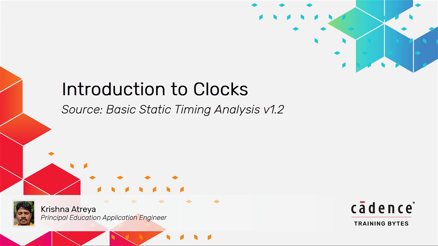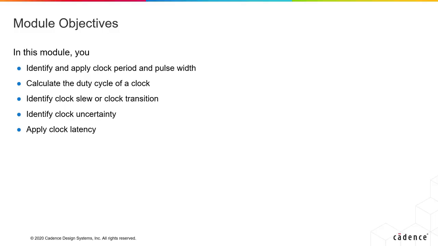In this module, we will focus on clocks. In this module, let's identify what is a clock, how a clock is defined, what is the clock period, pulse width, duty cycle, and all the different properties of a clock. We'll also look at how the clock is propagated in a design.